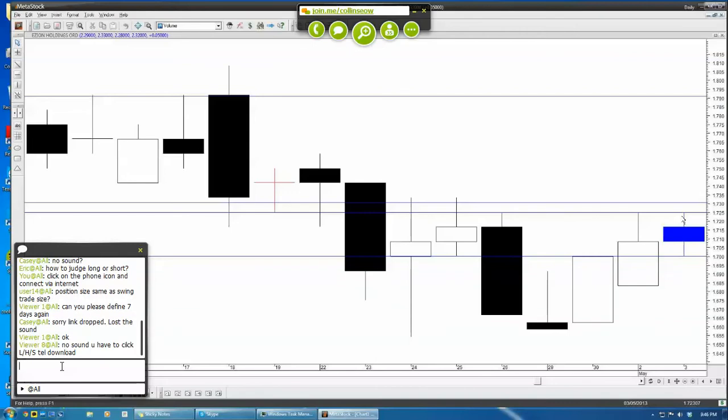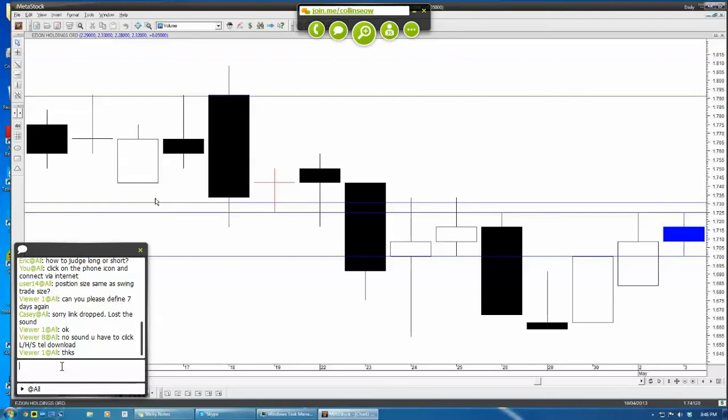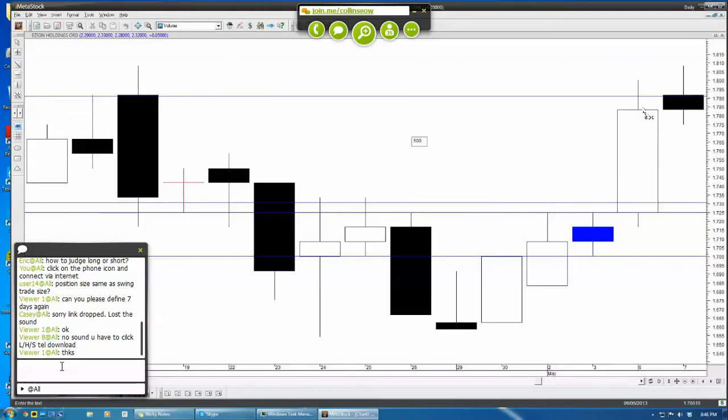Okay, so the next question: position sizing is the same as swing trade. That means 2% risk. For example, let's say you risk $500. You calculate the size, with a 2 to 1 risk reward ratio, how much do you make? 1,000. Correct. In 2 days you make 1,000. You risk 500, in 2 days you make 1,000, because your risk reward ratio is 2 to 1, right? You clear?